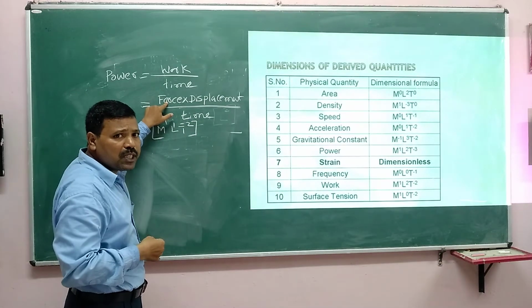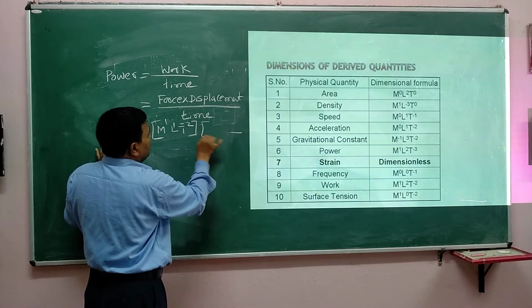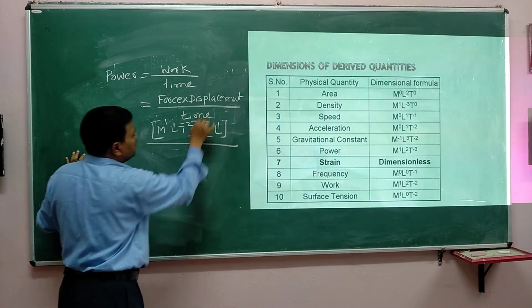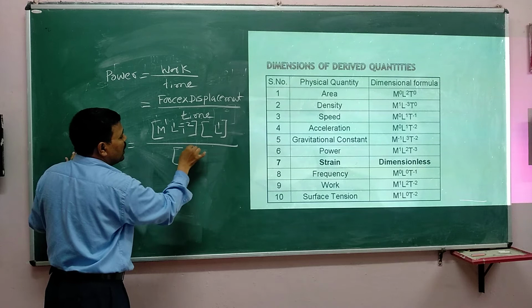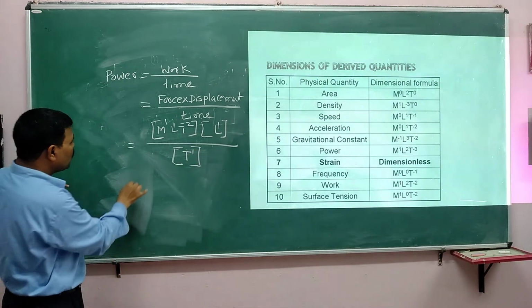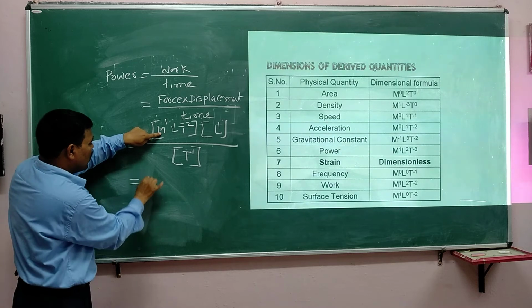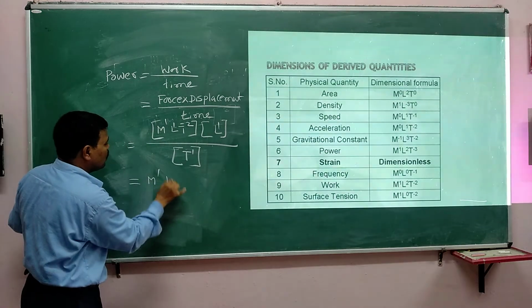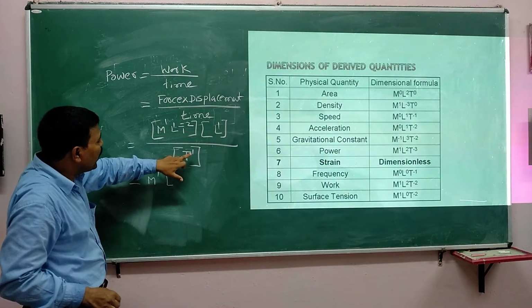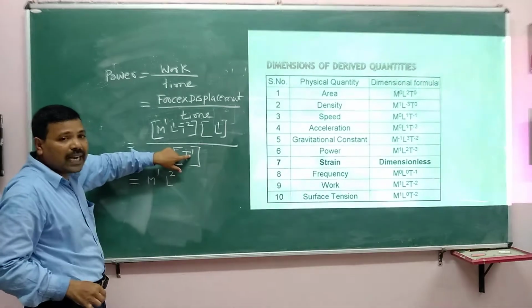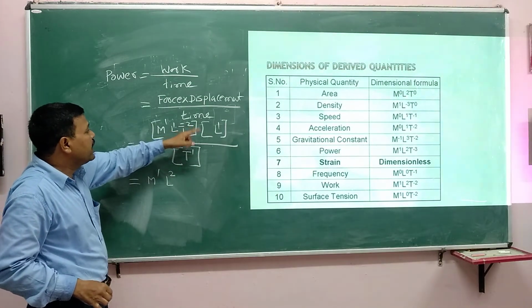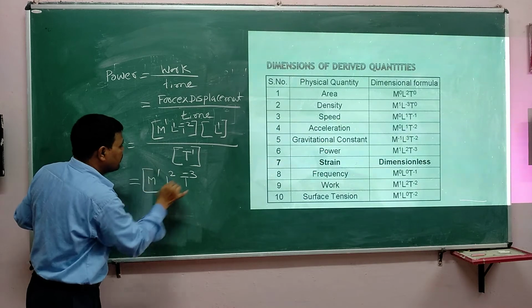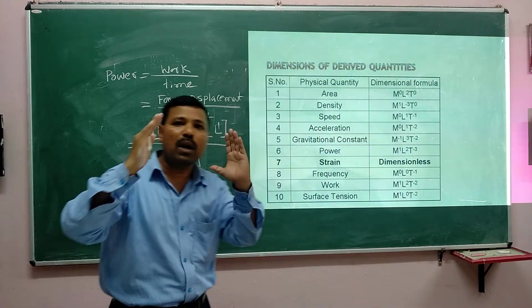What is the dimensional formula of displacement? That is L raised to 1. What is the dimensional formula of time? T raised to 1. Now all together, how do we write? Here, M raised to 1, L raised to 1 and L raised to 1 gives L raised to 2, T raised to minus 2. When you take this T raised to 1 to the numerator, that also becomes T raised to minus 1, and this minus 2 will be minus 3. So T raised to minus 3. This is the dimensional formula of power.